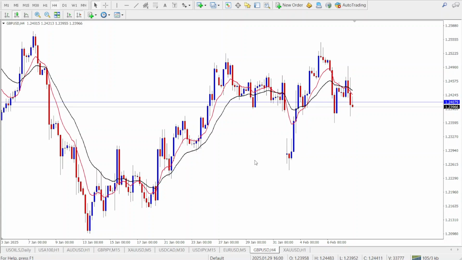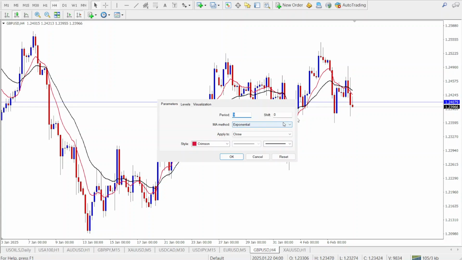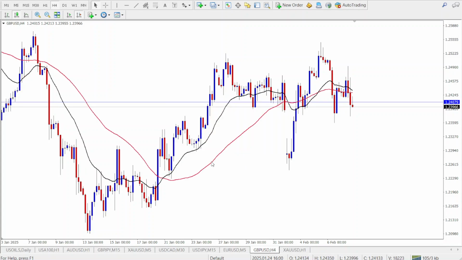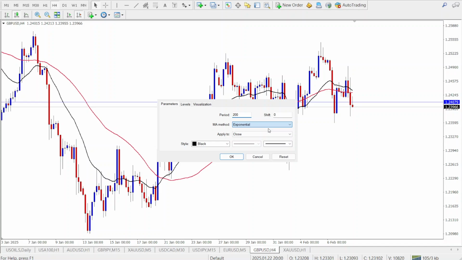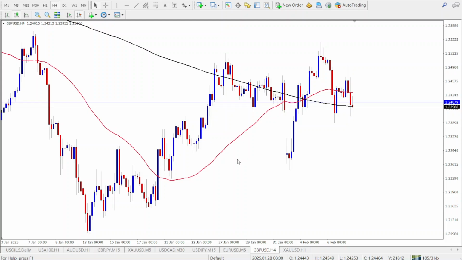Then for medium-term trading, you can use the 50 period SMA. Just change this to simple. The 50 period SMA and the 200 period SMA are for medium-term trading or swing trading.